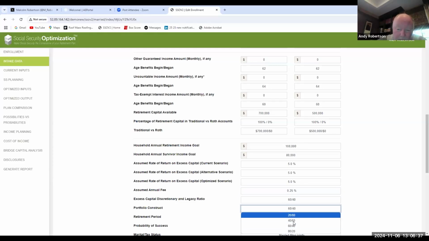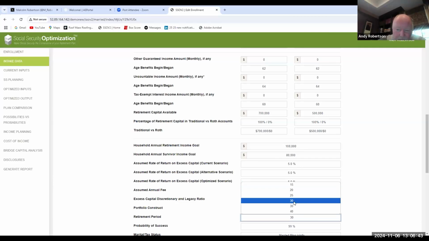What's the portfolio construct based upon their risk tolerance? Let's say 60-40. How long do you want the income plan to last? We'll say 30 years. And then what do you want the probability of success to be?